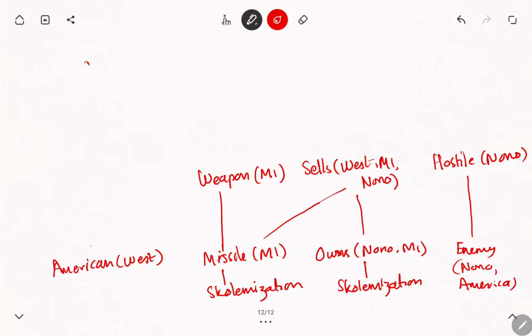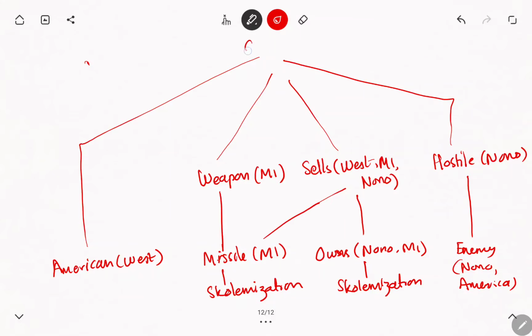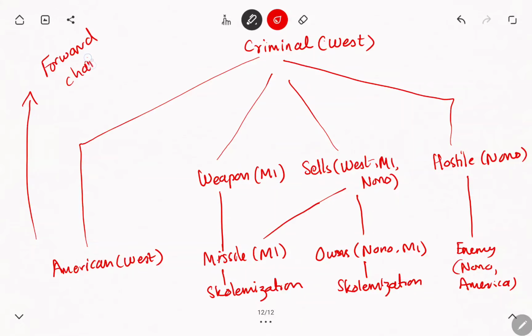And again you can then combine all four things. So you will combine 1, 2, 3 and 4 together to prove that criminal West. So this is how we created this. This is the forward chaining tree.